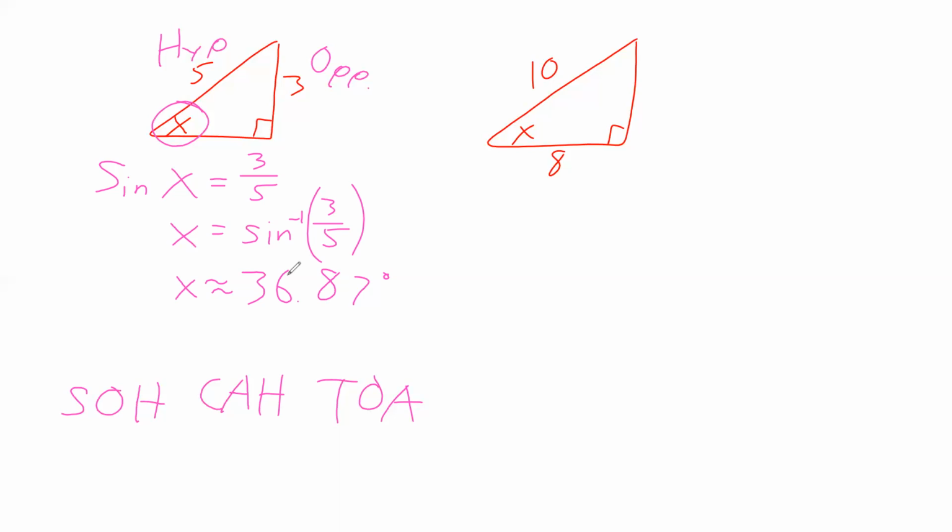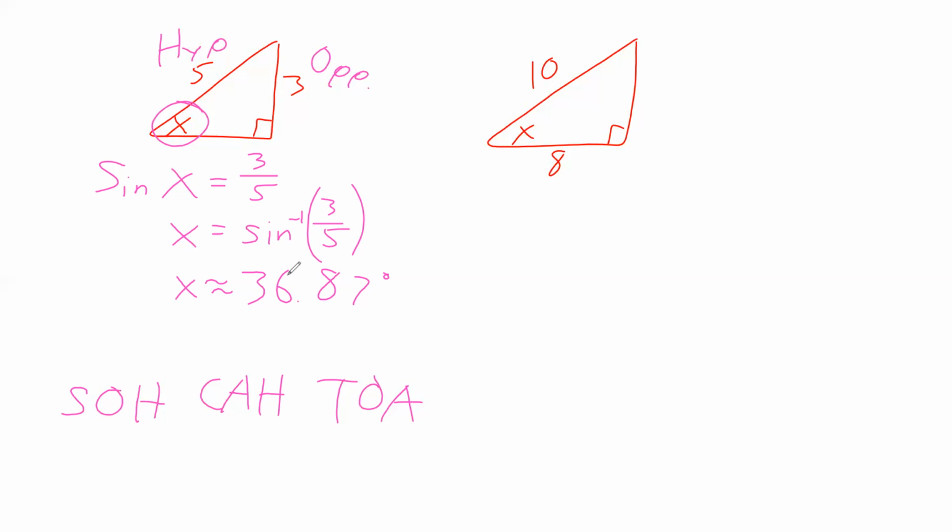I heard some of you guys talking about fractions. You can also use this calculator and type it in as a fraction. There's a key on there that says a b/c. So you could do 3, that button, 5. So it's 3/5. And then do second sine, which gives inverse sine. So again, that's where we have that little inverse.